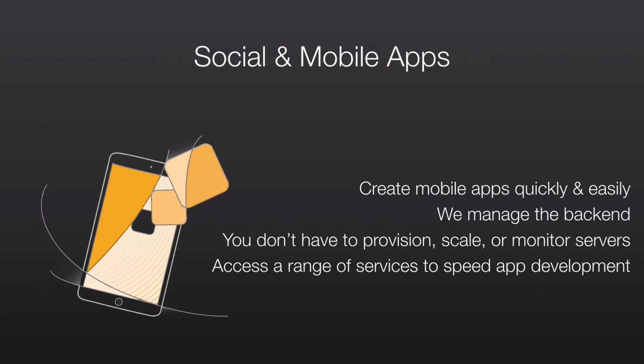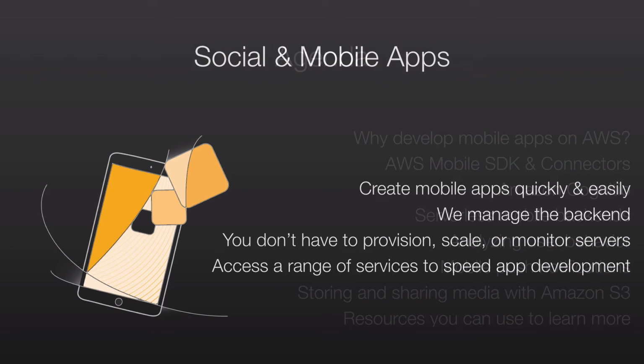And we're talking today, as we've said several times already, about building social and mobile apps on the AWS cloud. The real benefit of doing this is that it enables you to create applications quickly and easily. AWS will manage your application backend for you, provisioning, scaling, and monitoring the server platform that delivers the services that you can then take advantage of within your application. And you can access a wide range of services that can help you speed up app development. Those are the high-level benefits of using the AWS cloud to deliver the backend for your mobile apps.